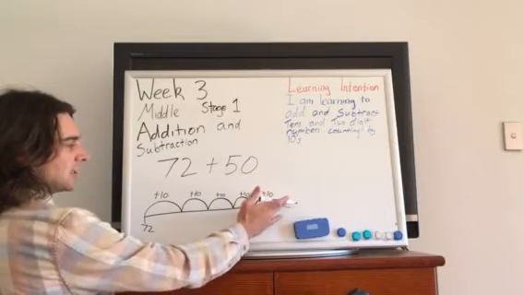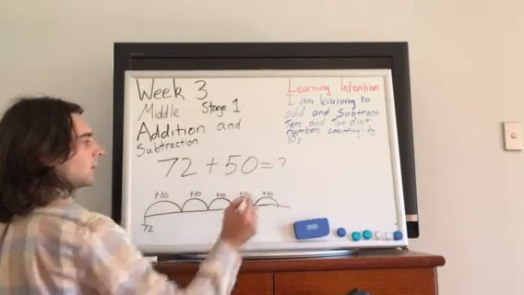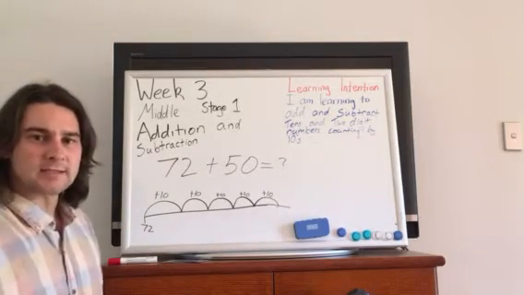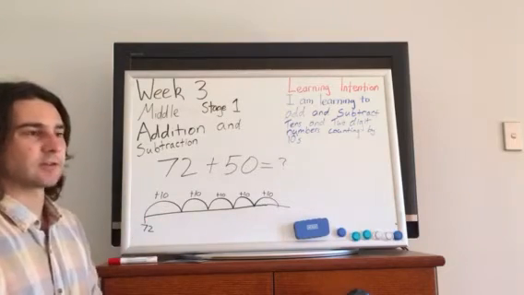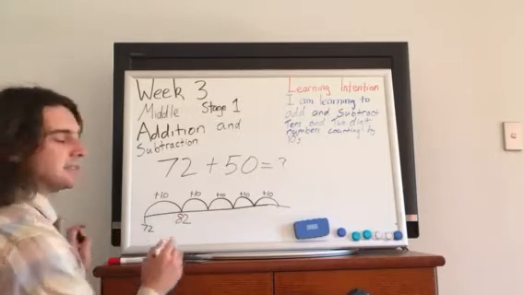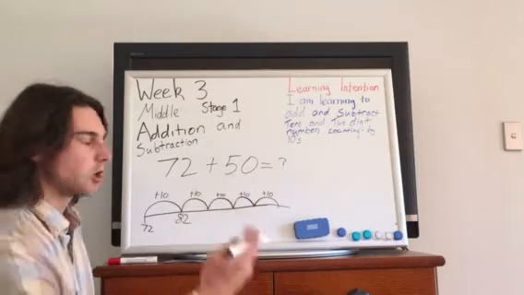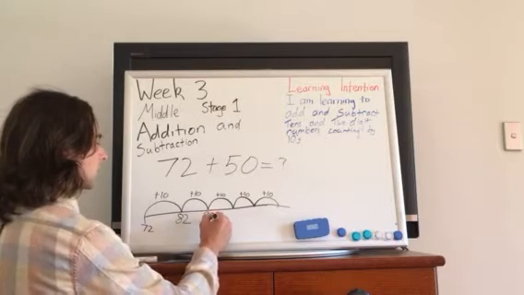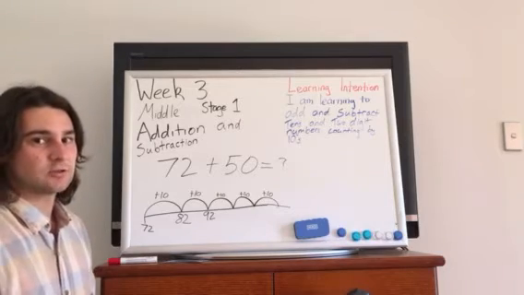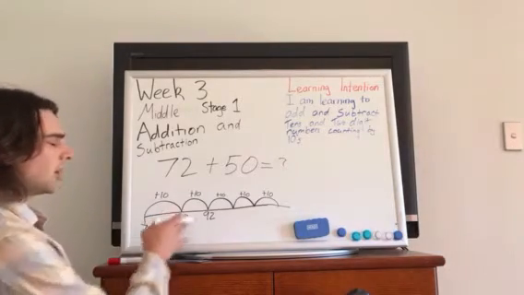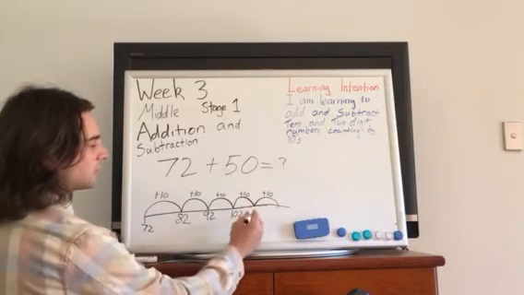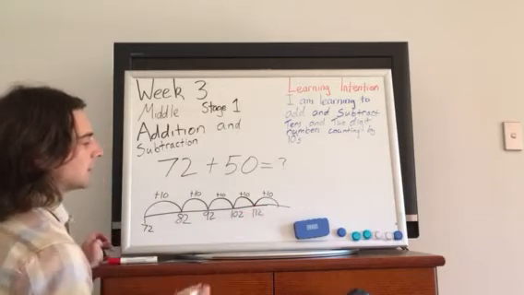My answer is not sitting there, so I still don't know what 72 plus 50 equals. So now I'm going to do each jump by itself. 72 plus 10. So I've got 72, 82. Now I'm doing 82 plus 10, 82, 92. 92 plus 10. Now sometimes it's a bit tricky when we cross into the hundreds, into 3-digit numbers. 92 plus 10 is 102. 102 plus 10 is 112.